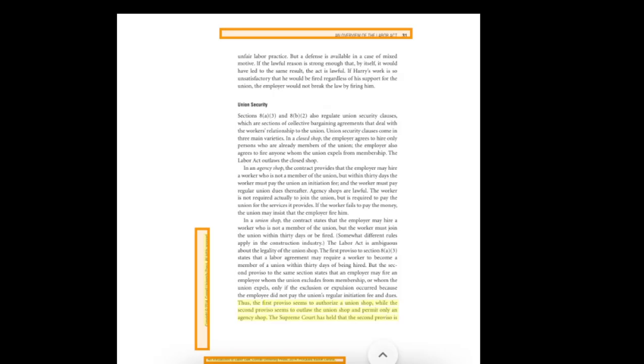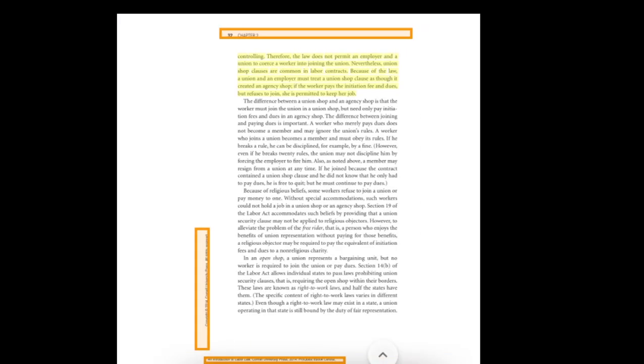The Supreme Court has held that the second proviso is controlling. Therefore, the law does not permit an employer and a union to coerce a worker into joining the union. Nevertheless, union shop clauses are common in labor contracts. Because of the law, a union and an employer must treat a union shop clause as though it created an agency shop. If the worker pays the initiation fee and dues, but refuses to join, she is permitted to keep her job.